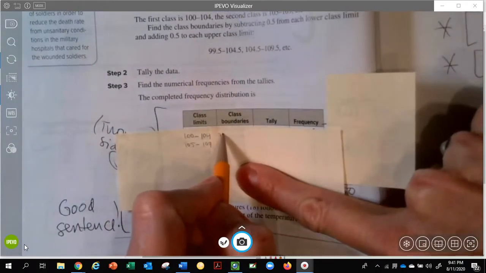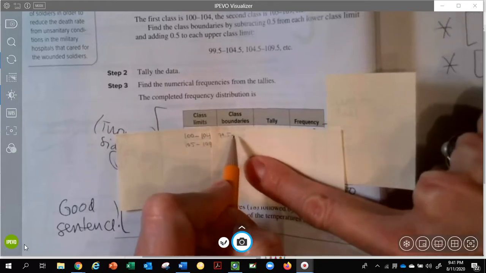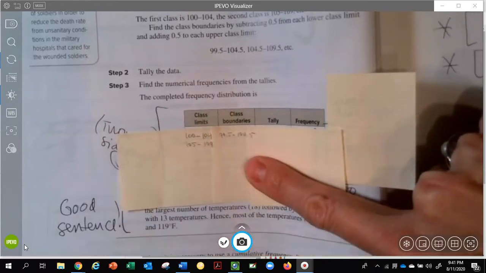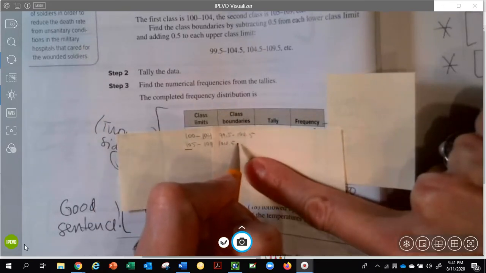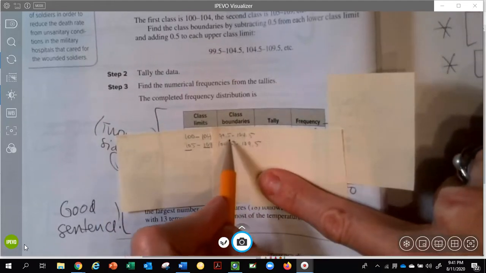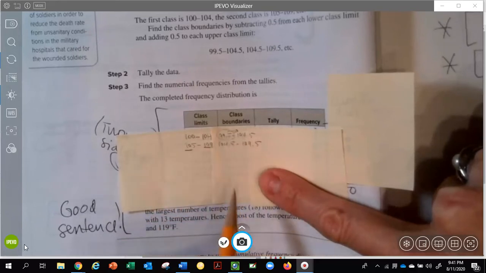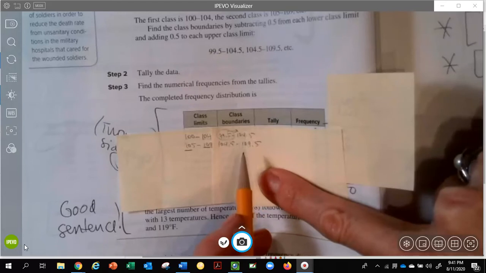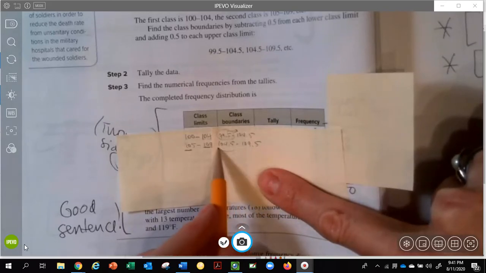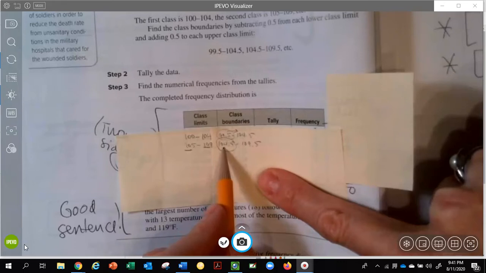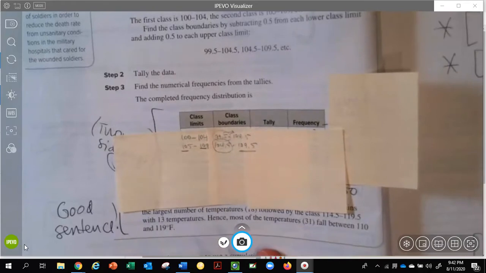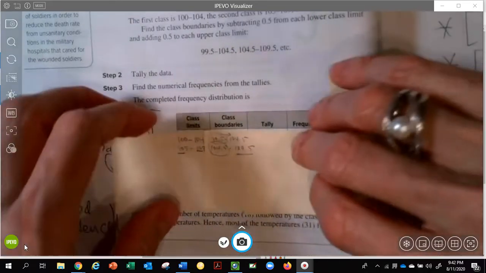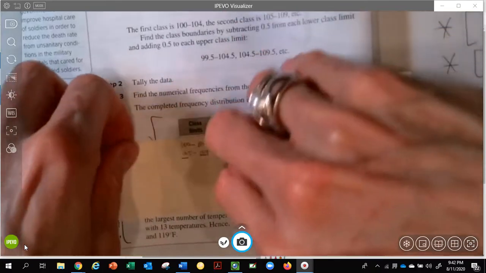The boundaries, we've got to go down to the 10th. And going down to the 10th, we'll back down to 99.5, and we'll go up to 104.5. And we'll continue that process. Here would be 104.5 up to 109.5. Remember in an earlier video, the boundary says it starts here and it goes up to that 104.5 but does not include the 104.5. The next boundary will start with 104.5 and go up to 109.5 but will not include 109.5.